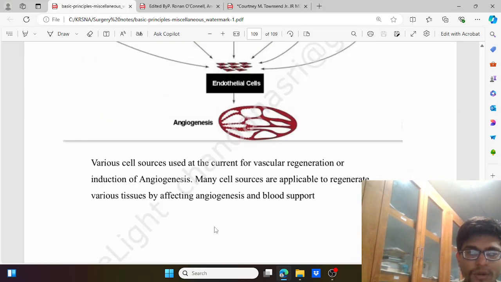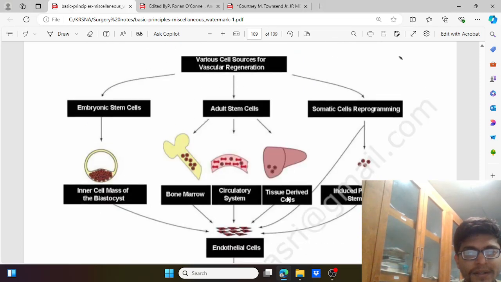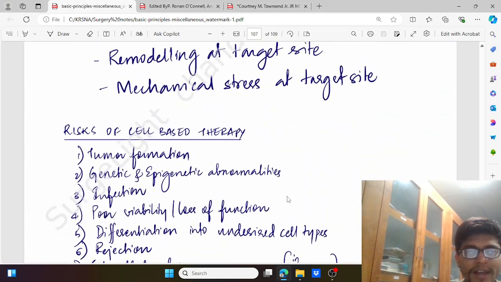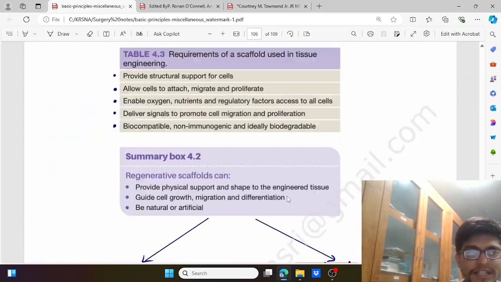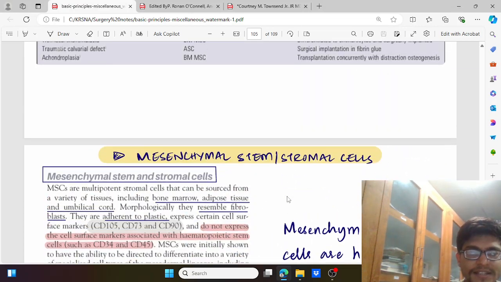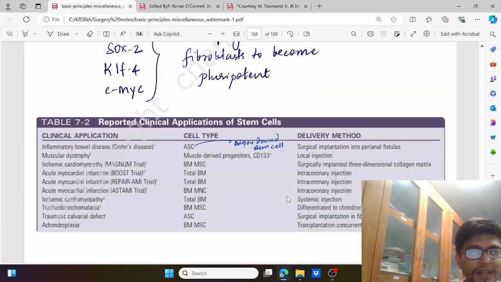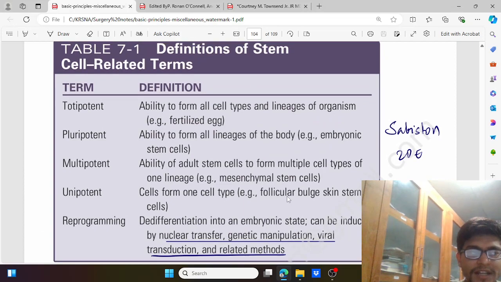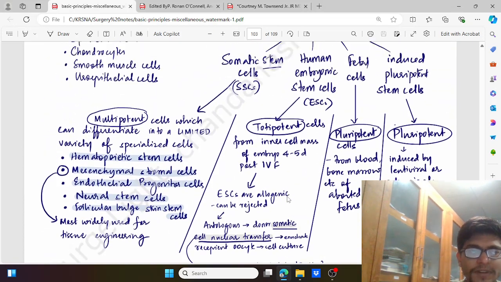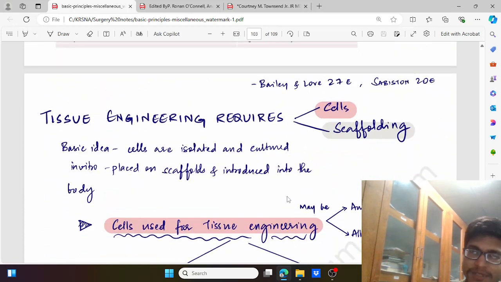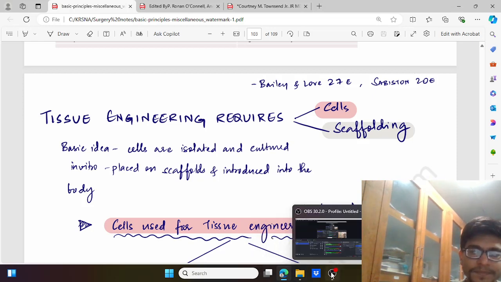So this was all about tissue engineering or bioengineering and some basics about stem cells and scaffolds, and I hope it has been understood in simple ways.